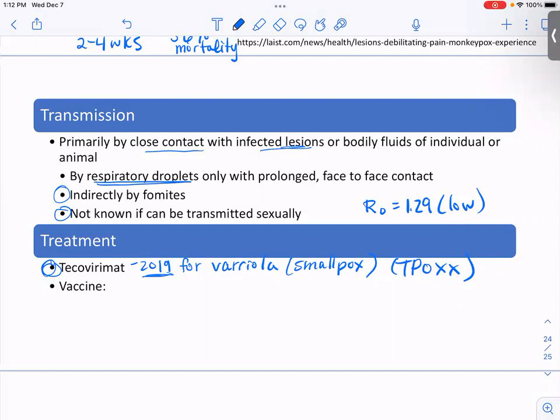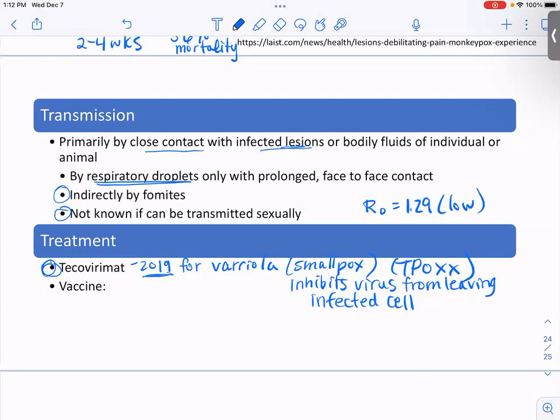Okay. So how does this work? It inhibits the virus from leaving the infected cell. It actually inhibits one of the major envelope proteins on the surface of the cell. Okay. All right, so we don't have a lot of data on it when it's used for monkeypox, but it does seem to lessen the chance that somebody will die from the infection.